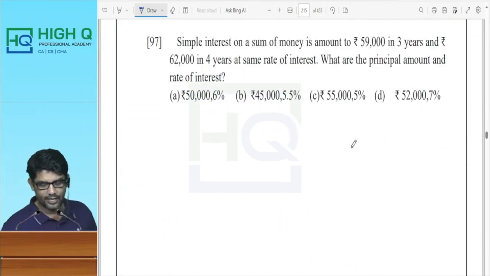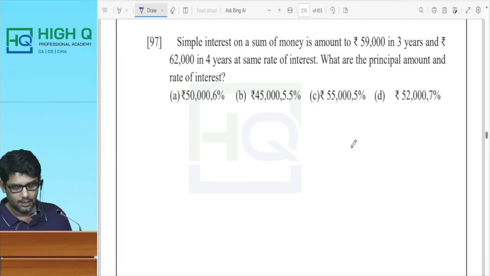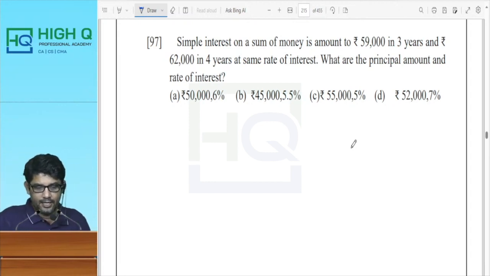Yes, give me the answer for 97, my dear. Simple interest on a sum of money amounts to 59,000 rupees in 3 years and 62,000 rupees in 4 years at the same rate of interest. What are the principal amount and rate of interest? Option A.